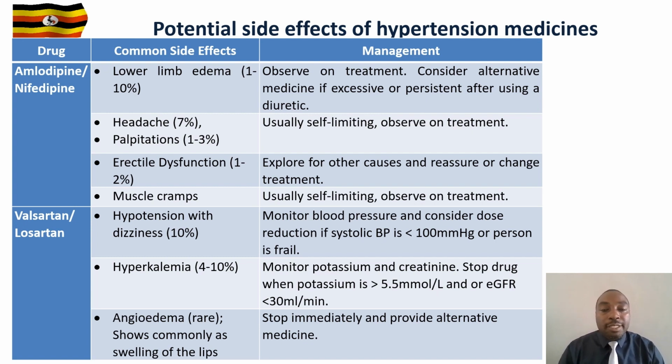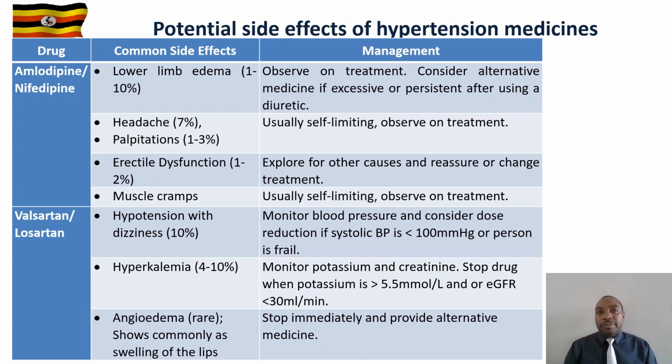Muscle cramps are usually self-limiting, we observe. For the angiotensin receptor blockers, valsartan and losartan, they cause low blood pressure, hypotension with dizziness, in 10% of those taking them. They can cause high potassium, hyperkalemia, in 4 to 10%. They can also cause angioedema, though it's rare. It shows commonly as swelling in the lips, and in that case, we have to stop the angiotensin receptor blocker if you have angioedema.